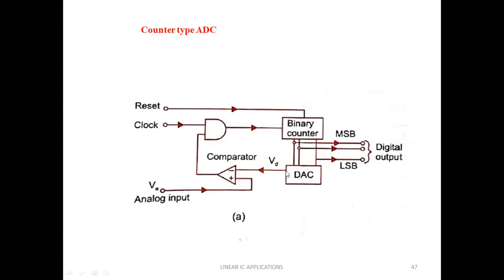The output of the digital to analog converter is also compared with the analog input voltage, where the analog input voltage is applied to the non-inverting input terminal of the operational amplifier, whereas the output of the DAC is applied at the inverting input terminal of the operational amplifier. The output of the comparator is given as one of the inputs of the AND gate, which acts as the logic controller.